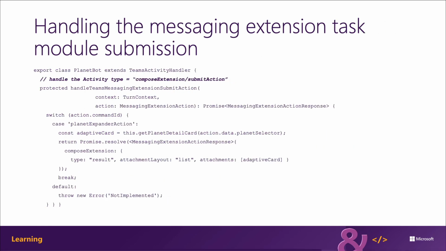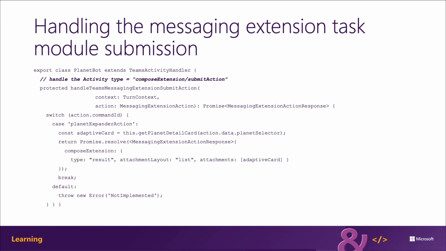Now, when a user submits a messaging extension's task module, the bot framework will send another activity object to your web service of the type compose extension/submit action with the command ID and the parameter value set. You've got multiple options when receiving this message, including to have no response. You don't have to respond with any feedback to the user, such as when the submission triggers a long-running action.